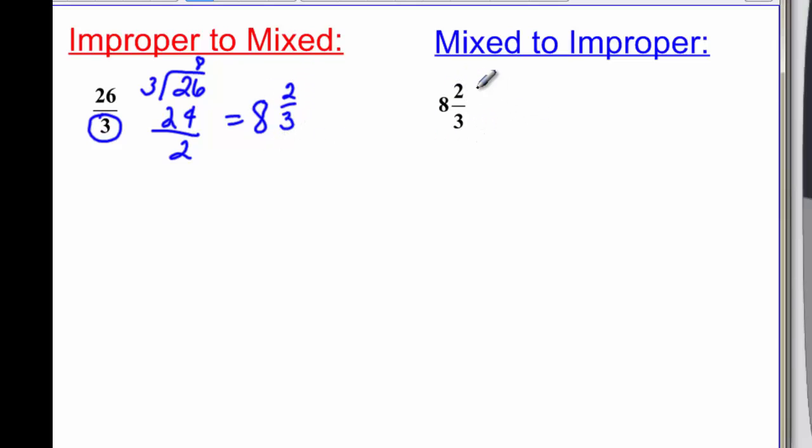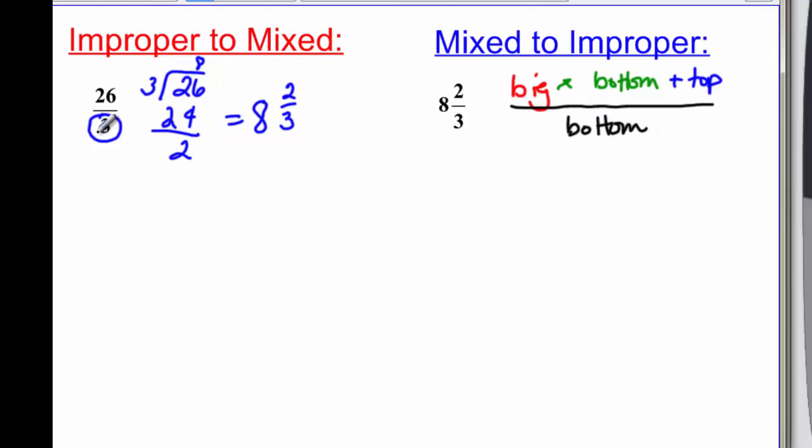So if I take that 8 and 2/3, I should be able to get back to 26 over 3 if I go from mixed to improper. So to do that, we're going to take the big number and we're going to multiply it by the bottom number. And then we are going to add the top number. And then we're really going to put that all over the bottom number because we want to know how many thirds do we have. Just like over here, we had thirds to end up with 2/3. We still are talking about thirds in this problem.